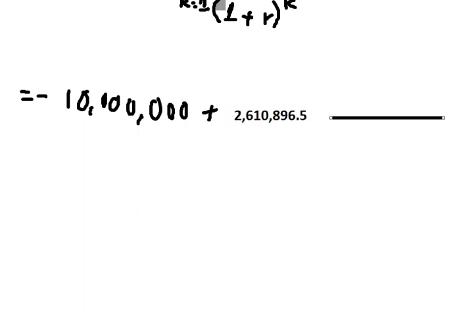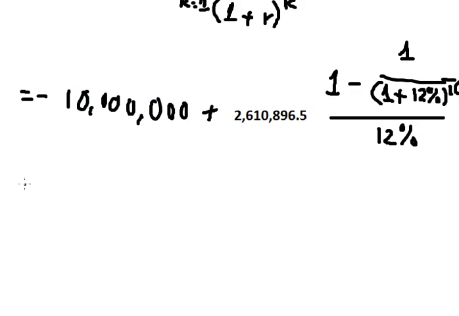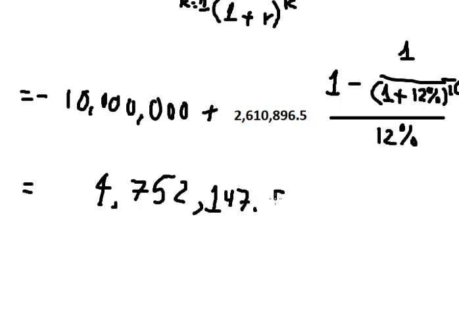multiplied by 1 minus 1 over 1 plus the rate, here that's about 12%, to the power of 10. That's for 10 years, divided by 12%. So we calculate this one and we have 4,752,147.53, and that is the final answer.